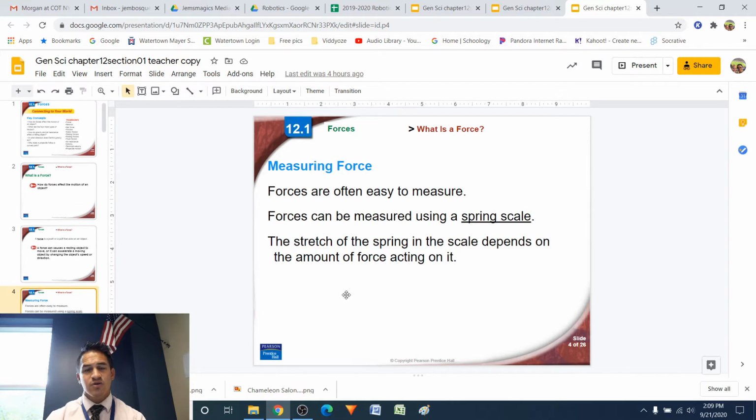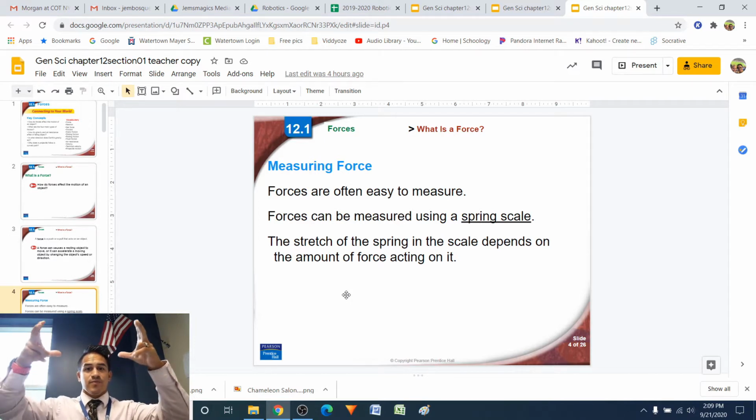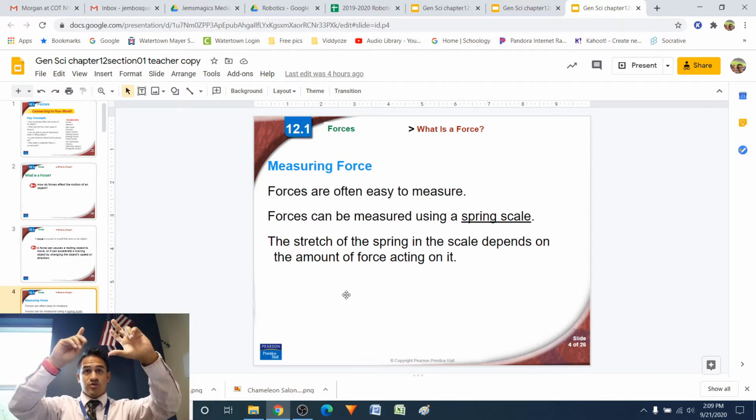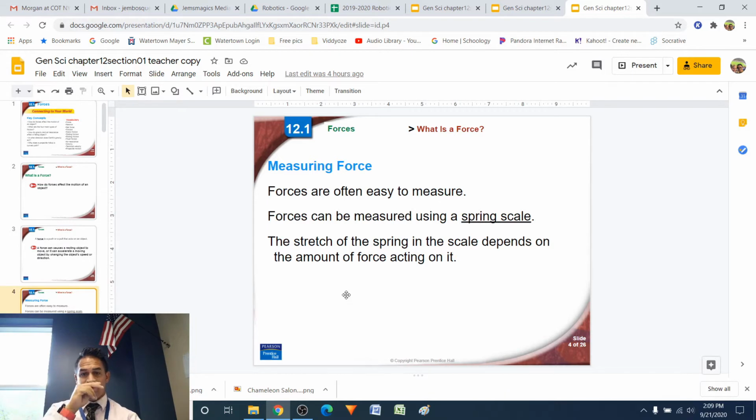Okay. Now, forces are pretty easy to measure. A lot of times we can use what we call a spring scale, which is basically something that has a spring in it, and as the spring is pulled, it will register how much force is being applied by pulling on that spring. You may have seen these in grocery stores before. If you put your fruit or vegetables on a big basket and it weighs down and there's a big circle with a little arrow that spins and tells you how many pounds it is, that's a spring scale.